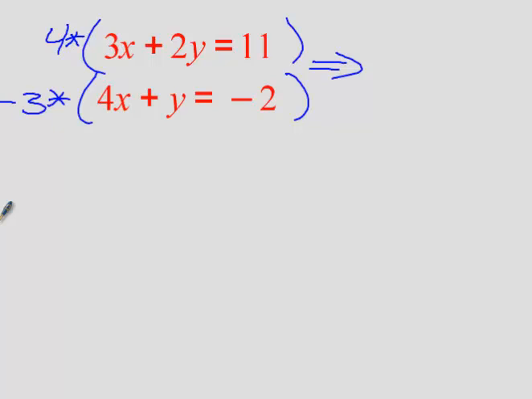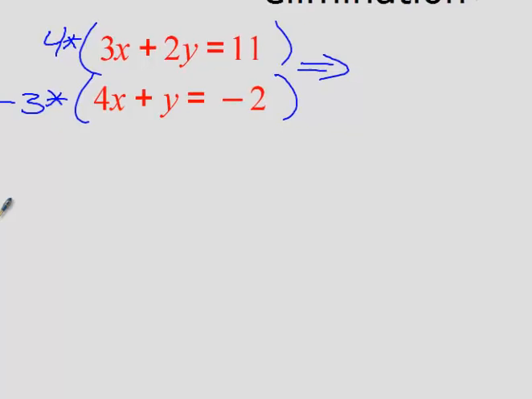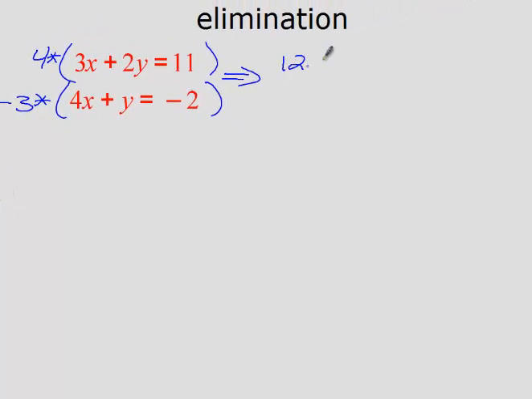Okay? So distribute the 4 on the top all the way through. So what's 4 times 3x? 4 times 2y. And then 4 times 11.